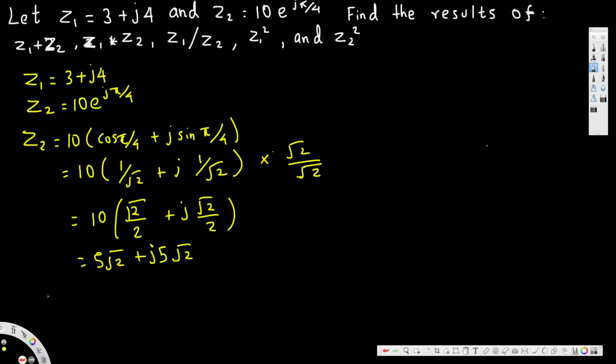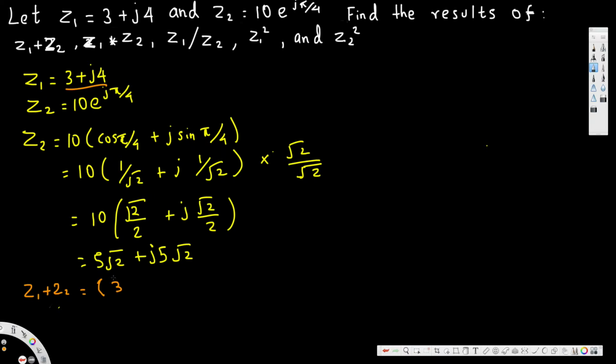Now z1 we have 3 plus j4 and z2 is 5 root 2 plus j5 root 2. Let's go ahead and add them together. z1 plus z2, this is going to be z1 is 3 plus j4, and z2 is 5 root 2 plus j5 root 2.